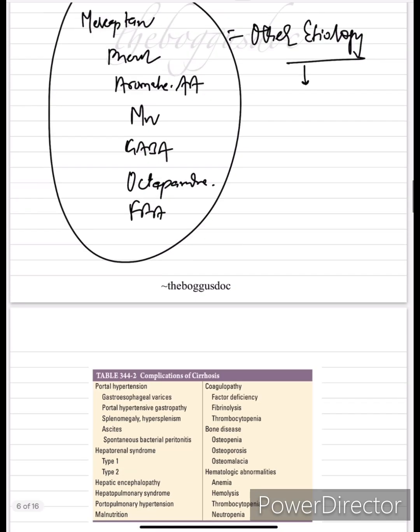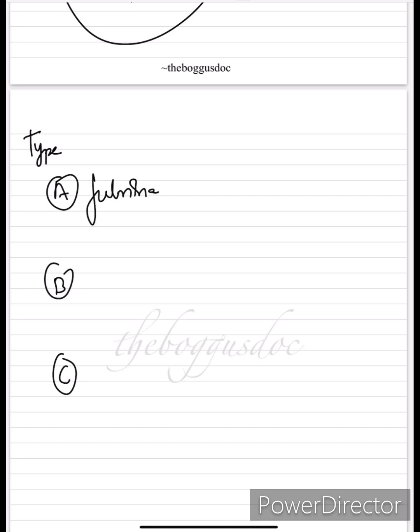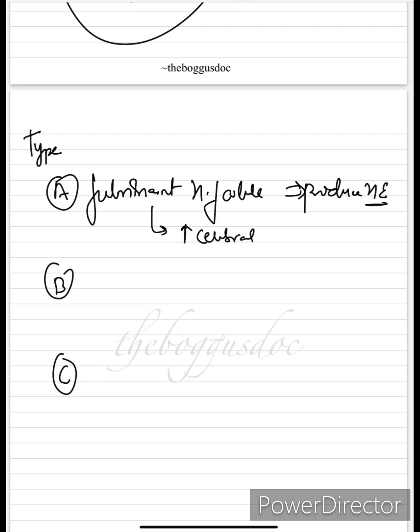Other etiologies. These are the other etiologies. Okay, so if you divide hepatic encephalopathy by type, there are three types: type A, type B, type C. Type A is fulminant hepatic failure that produces hepatic encephalopathy, and here the cerebral edema is increased because of glutamine.